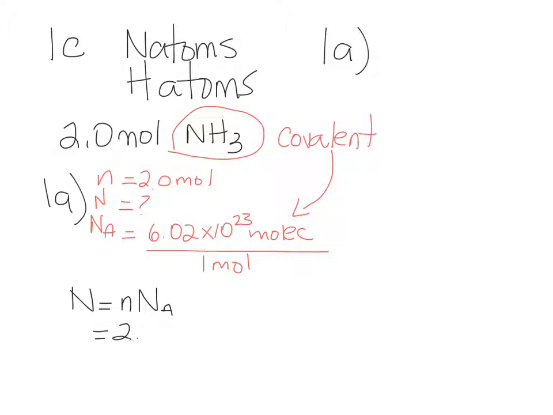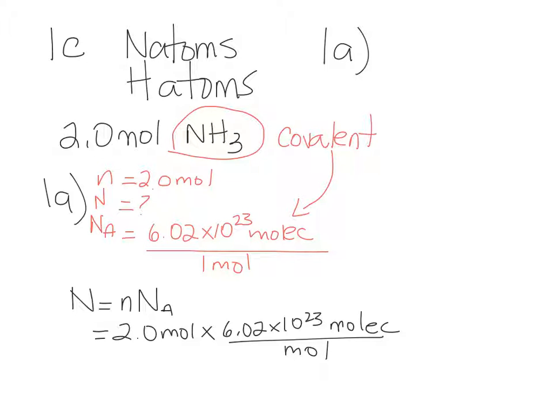So 2.0 moles times 6.02 times 10 to the 23 molecules per mole. Because mole is on the top and the bottom, it cancels. So our answer is 1.204 times 10 to the 24. You got it. So that's how many molecules we have of ammonia.